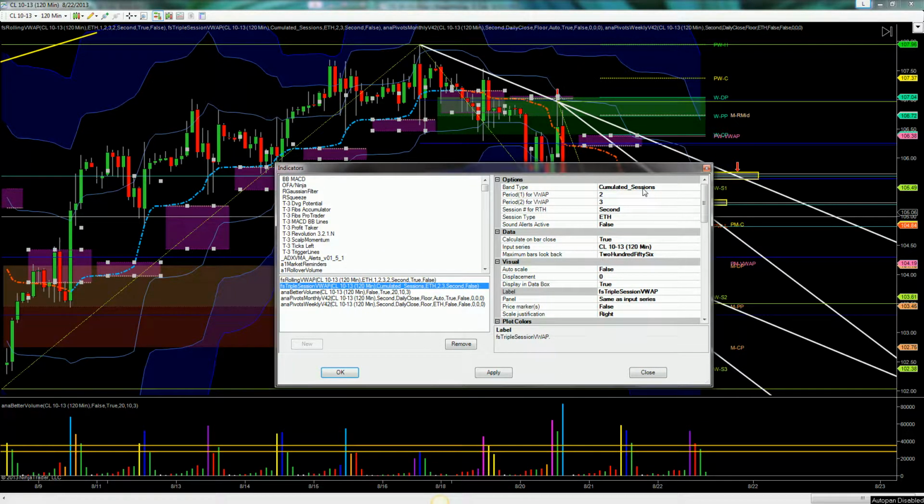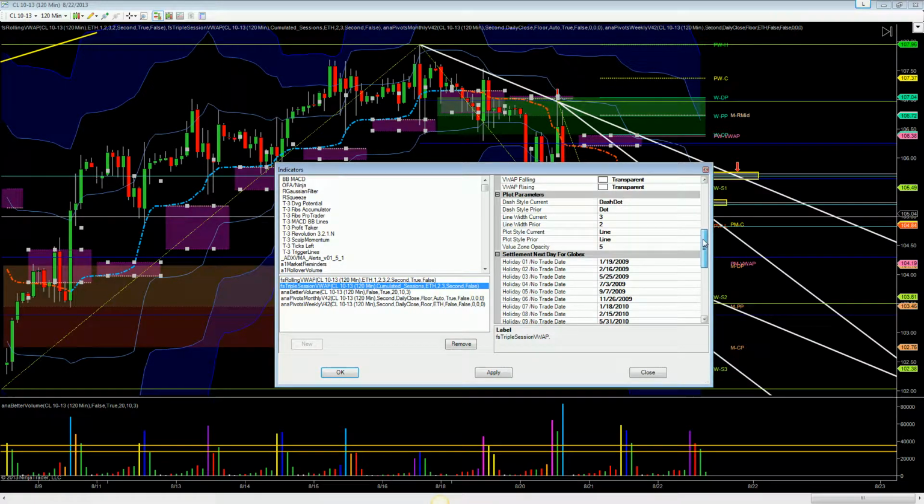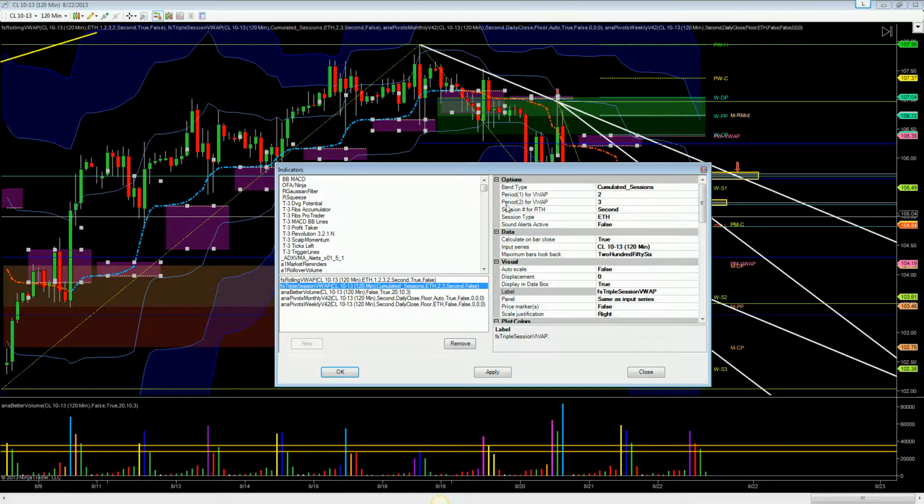And I am using the cumulated, so it's really looking at the combined rolling VWAP. So rolling period of 2 and rolling period of 3. The 2 period is lighter colored, I think it's pink, like a tan, pink, yeah. And then the larger period is dark magenta. So if the lighter period is above the darker, then the trend is up. If the lighter period is below the darker, then the trend is down.